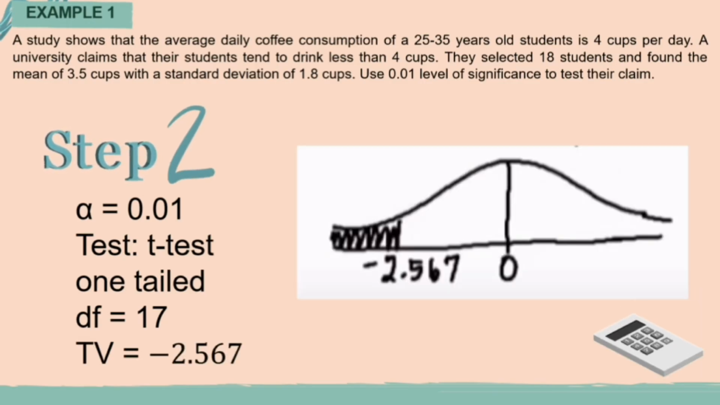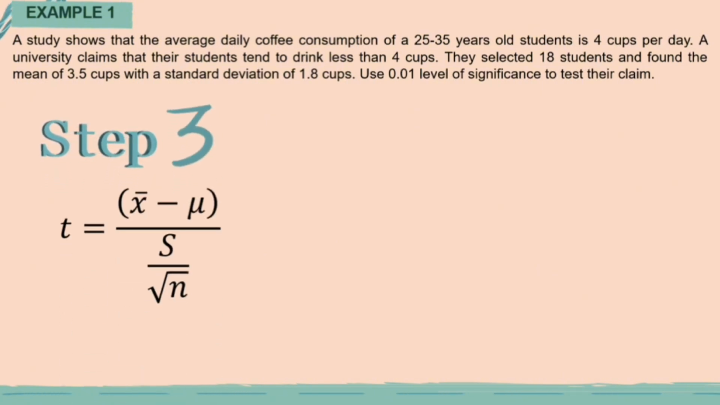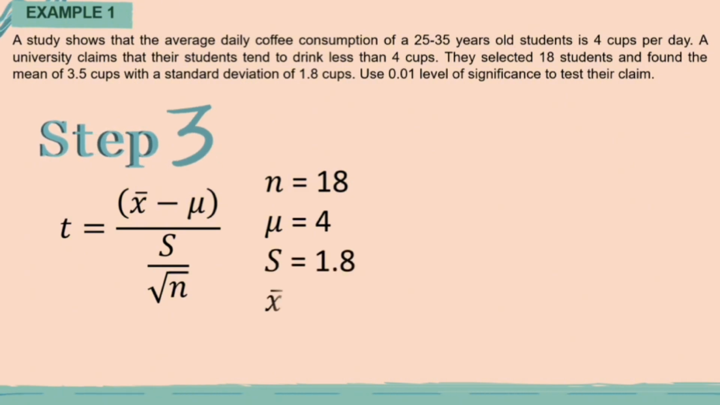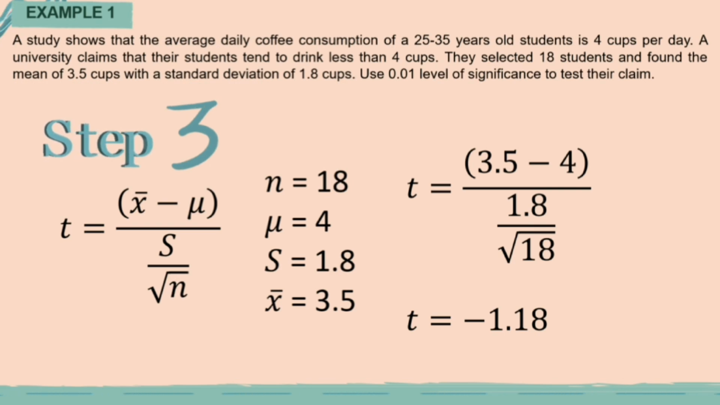2.567. Step 3. The formula is t equals mean minus population mean divided by standard deviation over square root of n, where n is 18, μ or the population mean is 4, standard deviation is 1.8, and the mean is 3.5. Then substitute to the formula. 3.5 minus 4 divided by 1.8 over square root of 18 is equal to negative 1.18.